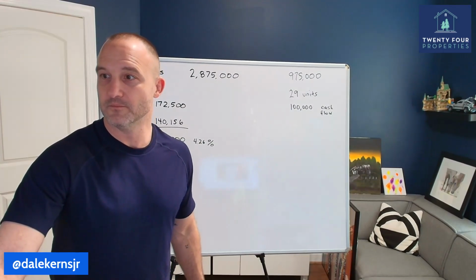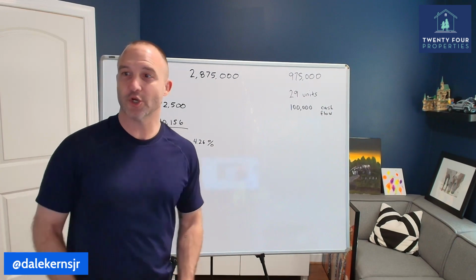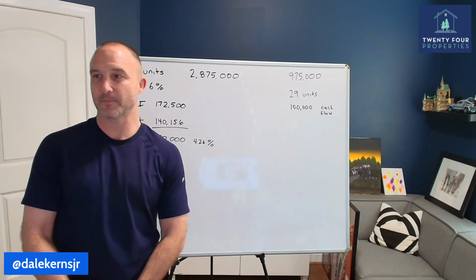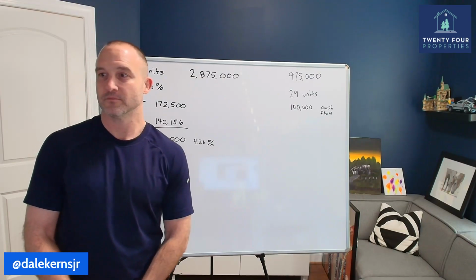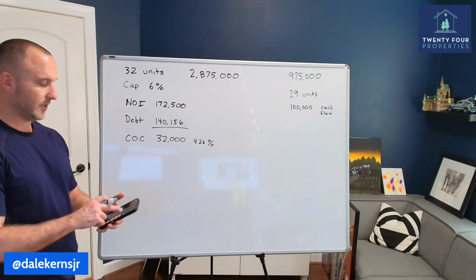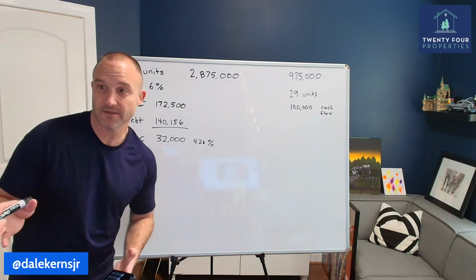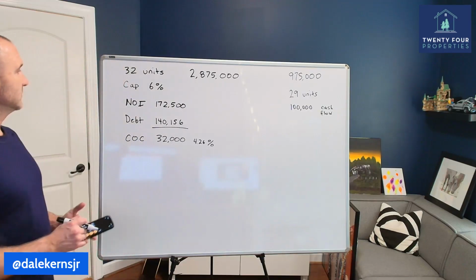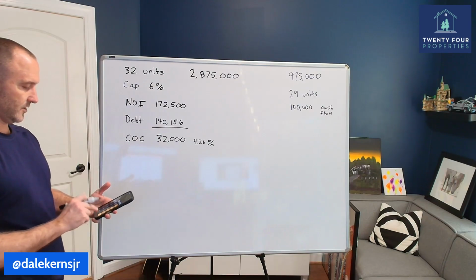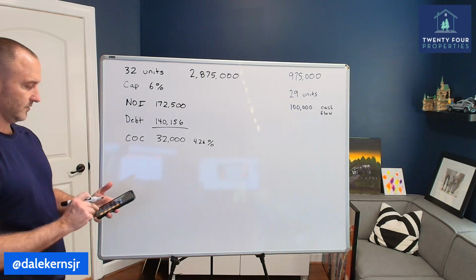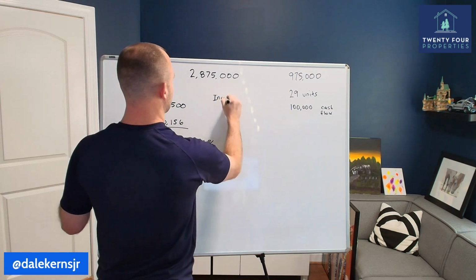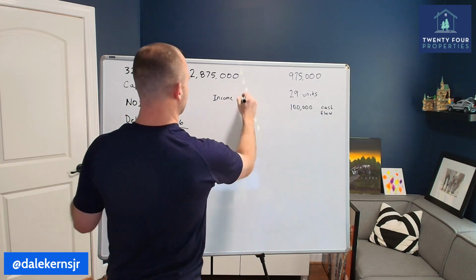So the current average rent is $745 plus $60. So let's call it $800. Okay, but they're saying they can get 900. So right now they're getting 32 times 800, 25 times 12. So the income is 307.